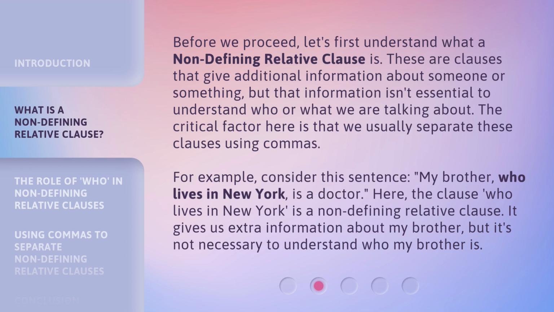For example, consider this sentence: My brother, who lives in New York, is a doctor. Here, the clause, who lives in New York, is a non-defining relative clause. It gives us extra information about my brother, but it's not necessary to understand who my brother is.